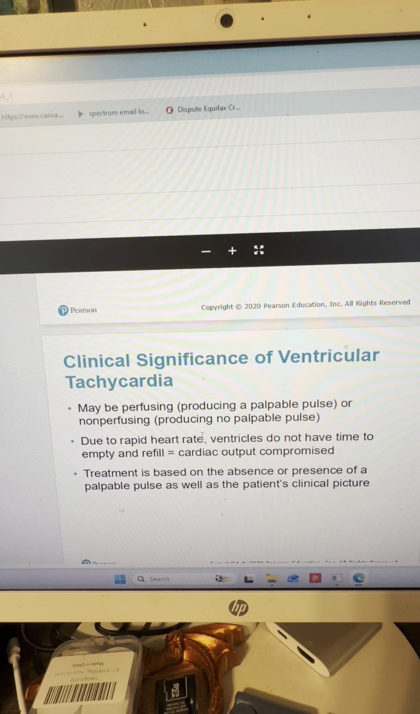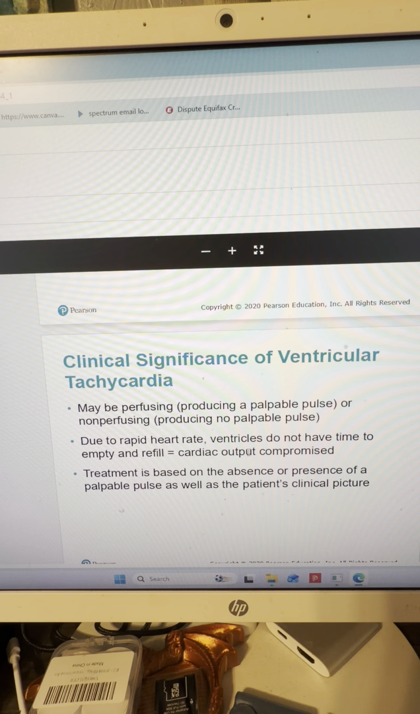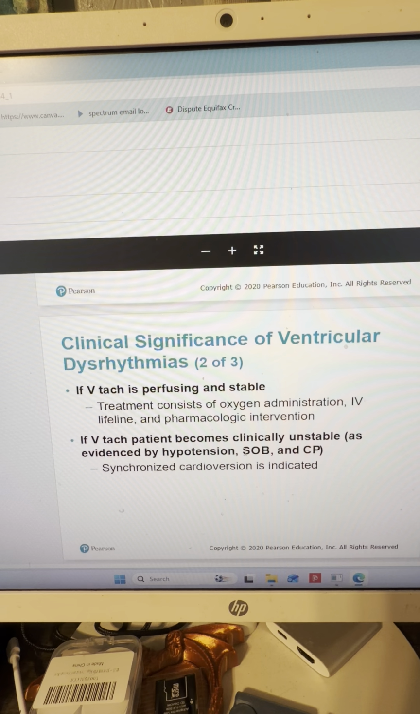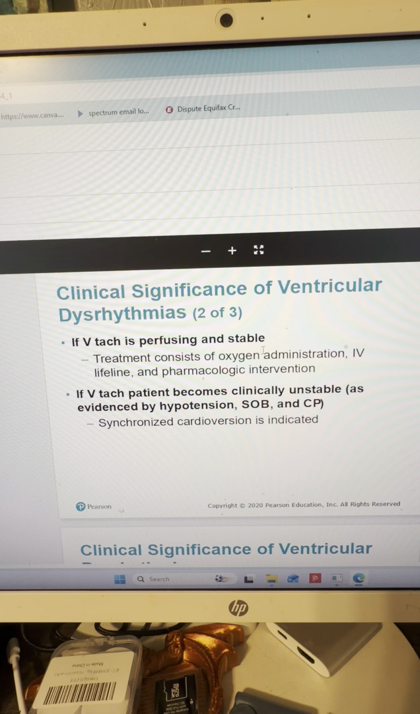Treatment is based on whether or not you have a pulse and the clinical picture. If they do have a pulse, then you have to look at them a little harder: are they stable or unstable? Do they require drugs or electricity? If it is perfusing and stable, O2, IV, and drugs. If they are unstable, we go straight to electricity.